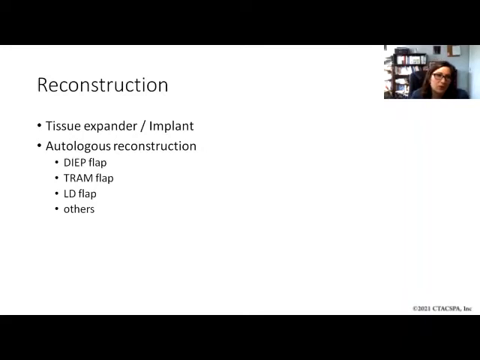But for breast reconstruction, for the purpose of the ABSITE, you can choose between tissue expander or direct to implant, and autologous reconstructions with DIEP flaps, TRAM flaps, LD flaps, and other flaps. They usually don't go too much into detail about the reconstruction part. Just offer it to the patient if you're performing mastectomy.